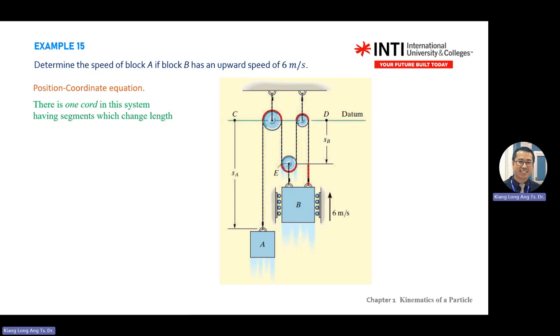And here what is important is the datum. Look for the dot and arrow. Where is the positive value? Meaning if you count this one, if it goes down, then you get negative, and so on.